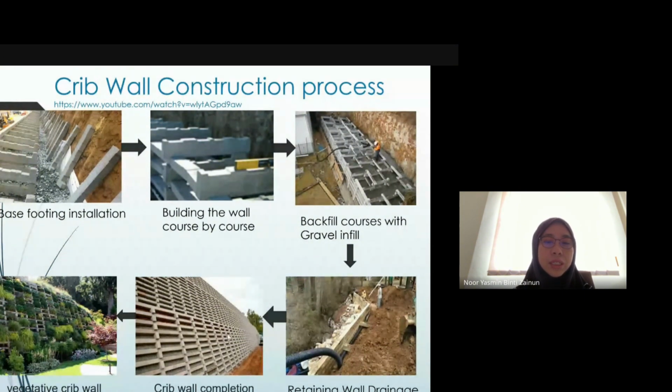So the advantage of the crib wall is that they have this soil so that any plant can grow. So here is the example of a vegetative crib wall.